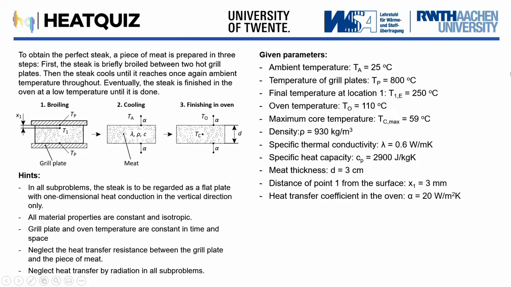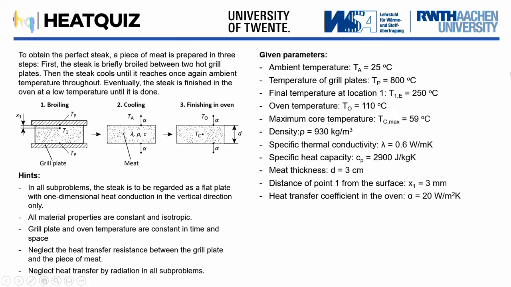The upcoming demonstration will showcase the process of grilling a steak. The steak is prepared in 3 steps, which are broiling, cooling, and finishing inside an oven. Broiling is done by having a grill plate touching the surface of the steak for a really short period.